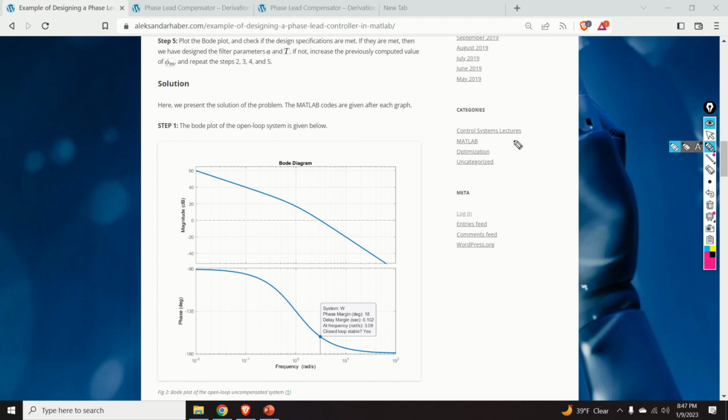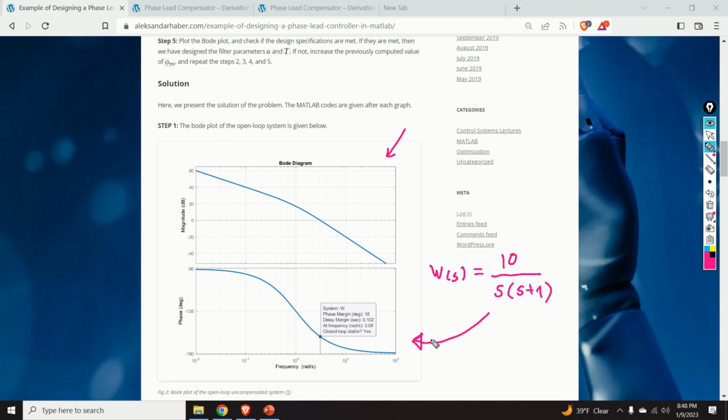Okay, in the sequel we explain the procedure for designing the parameters of the phase lead compensator. The first step is to sketch the Bode plot of the system. Here is our open loop system. It is 10 over s plus 1. And here is the Bode plot.